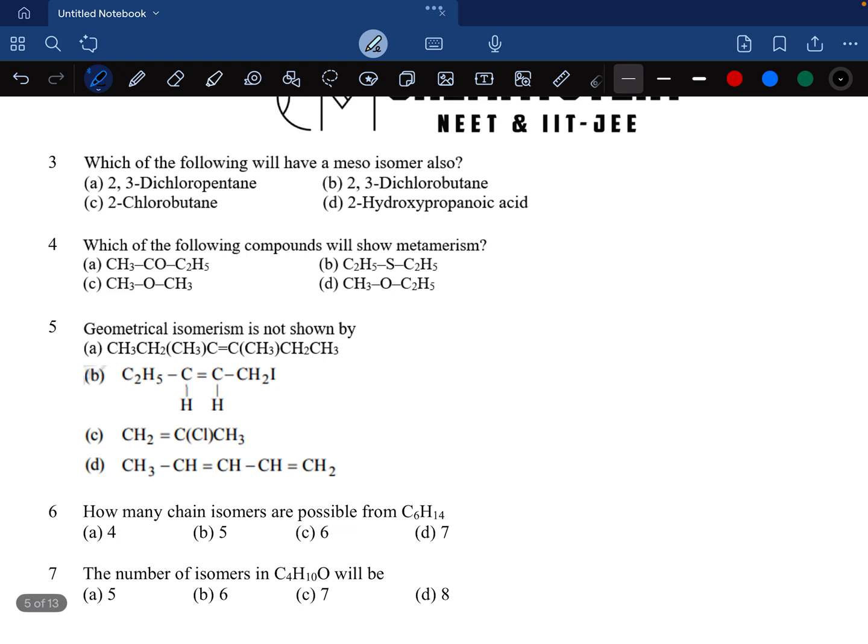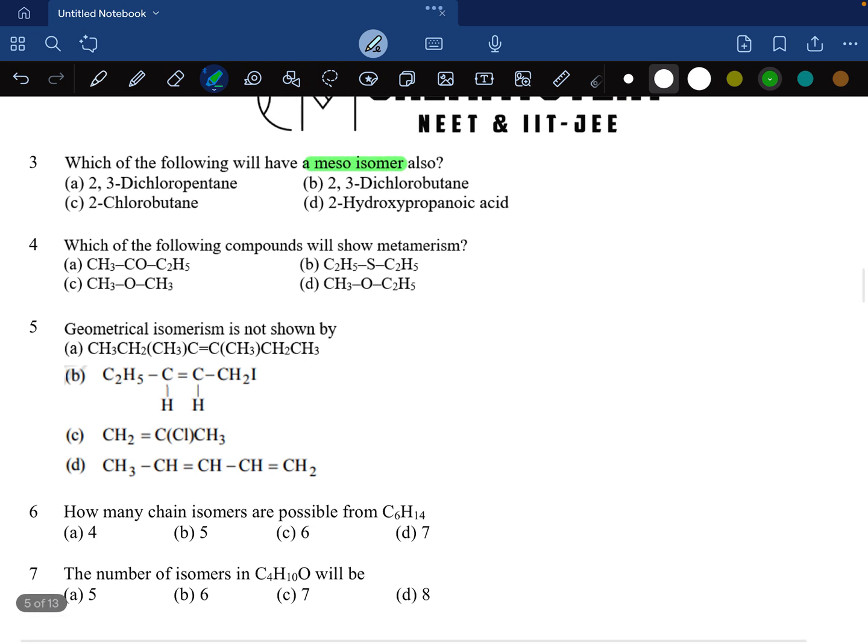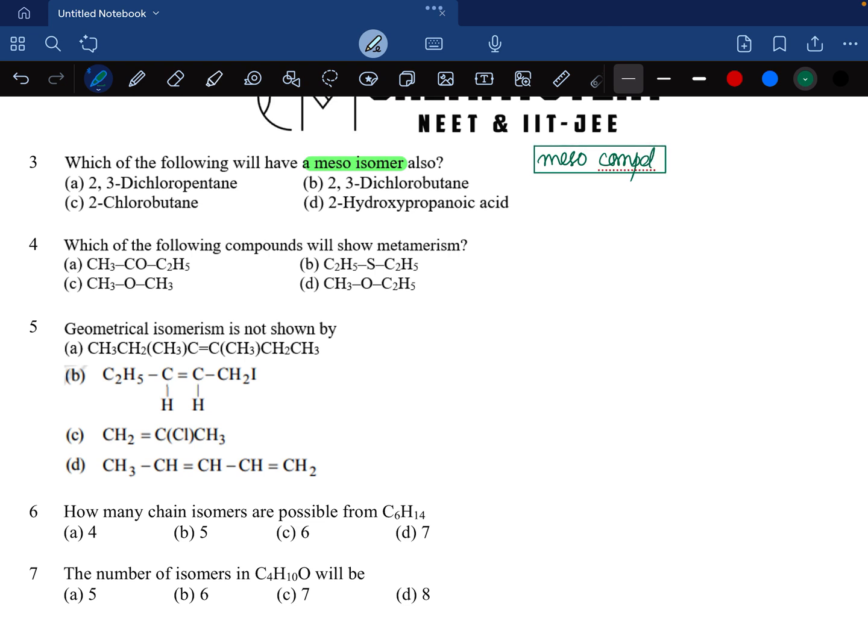Done. Third one, which of the following will have a meso isomer? Before going to that, let's understand what a meso compound is. Meso compounds are generally optically inactive. Why optically inactive? They are optically inactive because of the presence of center of symmetry or plane of symmetry.